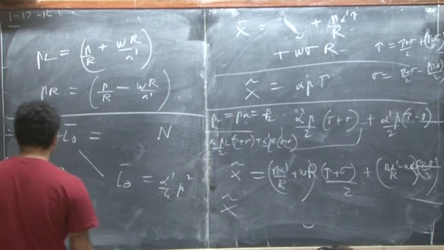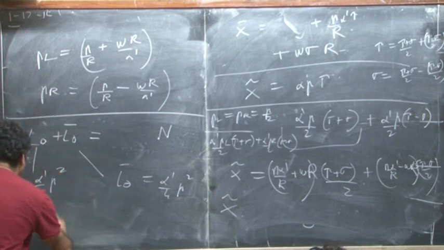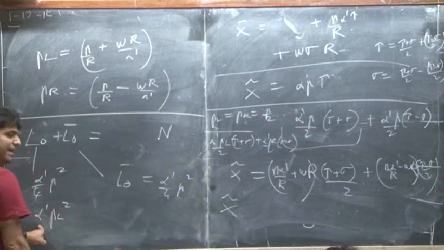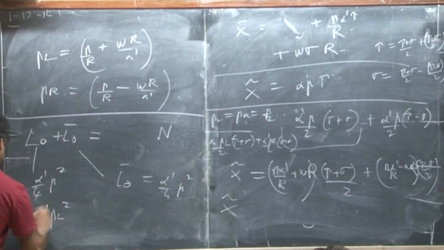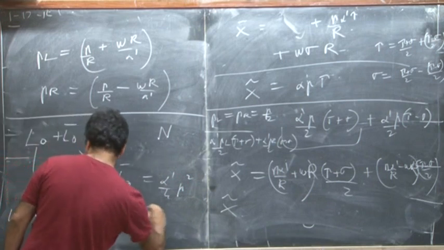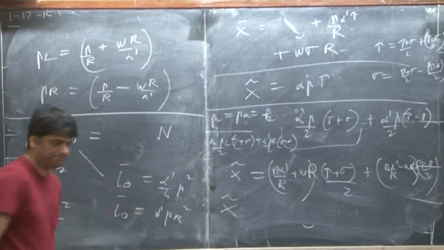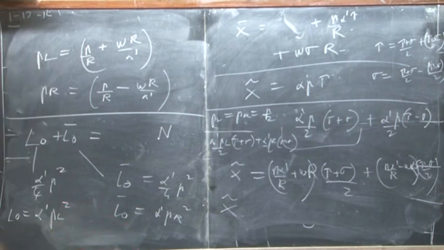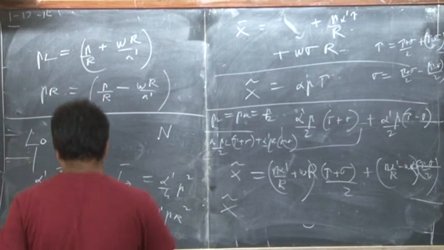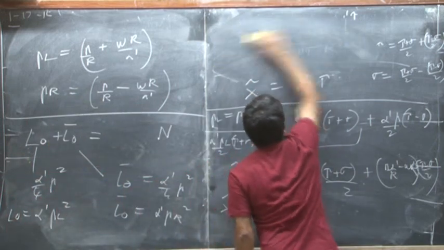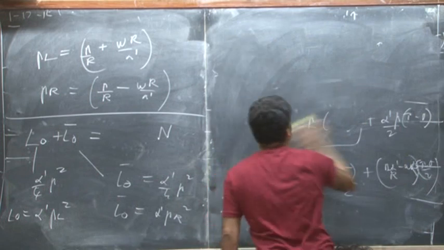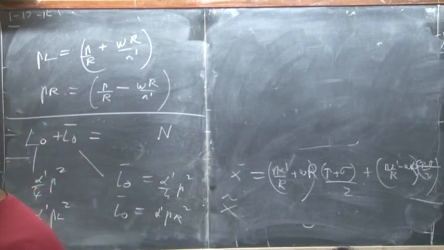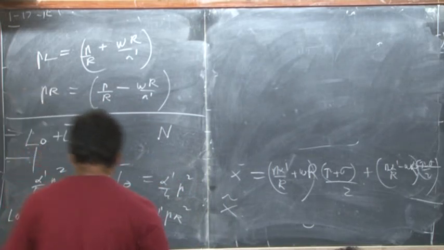This is alpha prime p left squared. No, p left was what? p by 2, correct. So L0 was alpha prime p left squared, and L0 bar is equal to alpha prime p right squared. The full energy will continue to be p left squared plus p right squared. We have a physical interpretation in a moment.